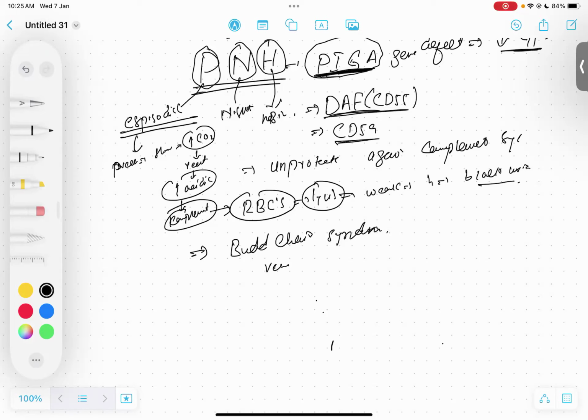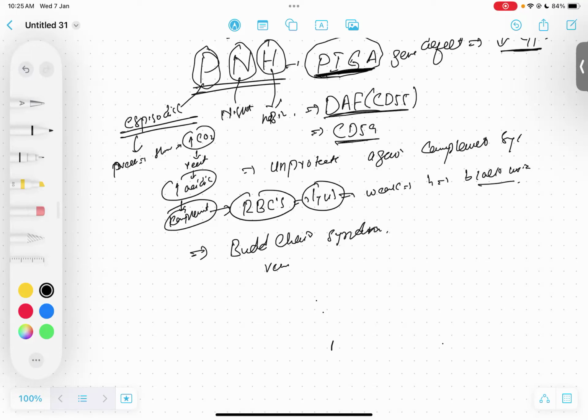It is a genetic problem, so it cannot be fixed. So the risk factor that is associated is thrombosis, which we should prevent. We are also going to discuss in detail this paroxysmal nocturnal hemoglobinuria regarding its treatment options, investigations and clinical features.